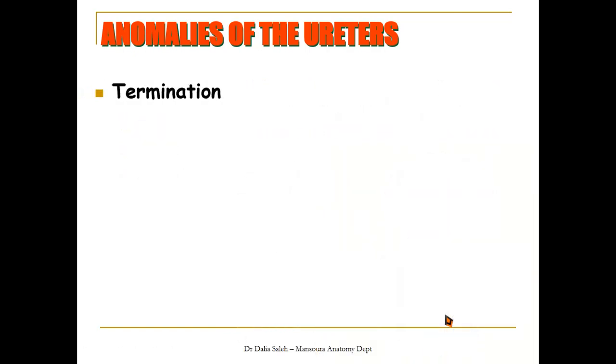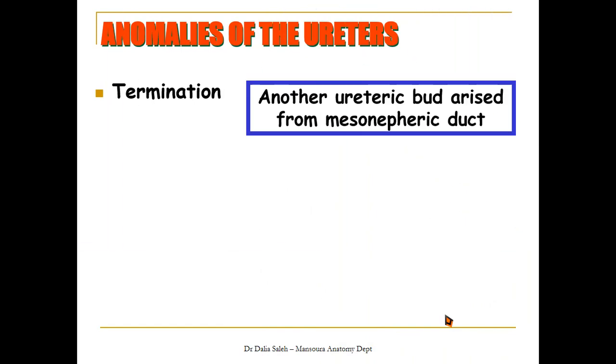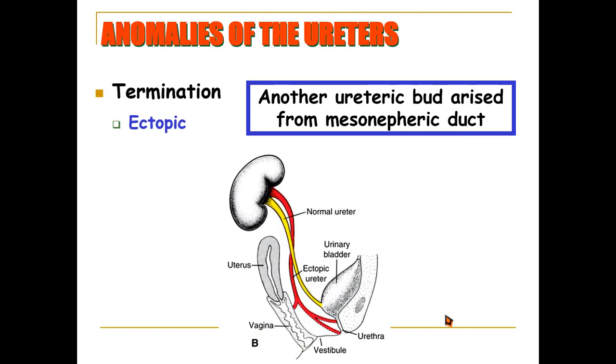Also, the abnormalities of the ureters could be at their site of termination. This happens when there is another ureteric bud arising from the mesonephric duct. So we have an ectopic ureter. If you look at this diagram, the yellow ureter here is the normal one, and the one in red is the abnormal or ectopic one, and you can notice its termination is abnormal. Either it opens into the vagina, for example, or the urethra, or even at the perineum.